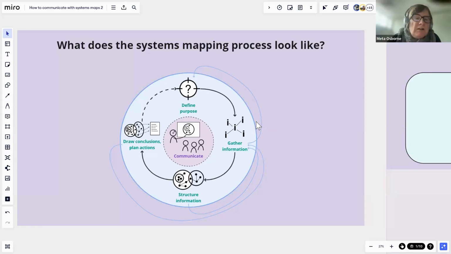Just wondering, why is the line dotted between draw conclusions and define purpose? Yeah, in this case, once we have drawn conclusions on our planning actions, what we will usually do is continue to observe how the system reacts. Was our understanding correct? Do we need to make adjustments to the systems map? But eventually we might come to the step where we want to define a completely new purpose for a new project, and we have a new goal for that.